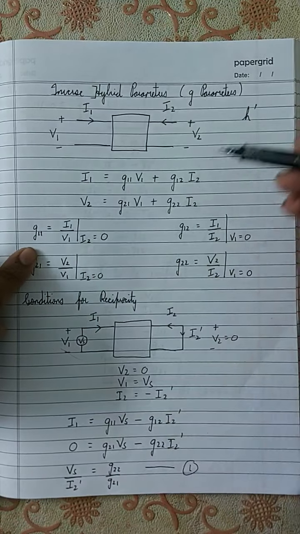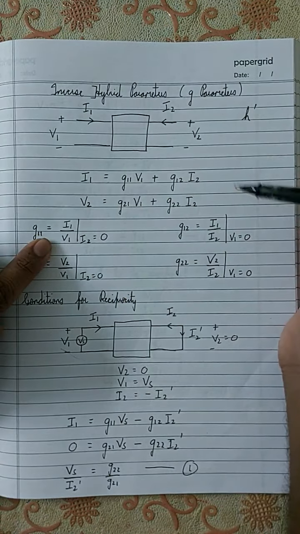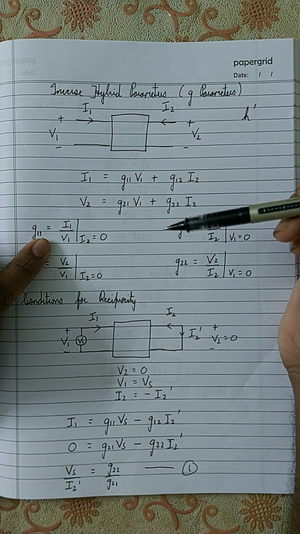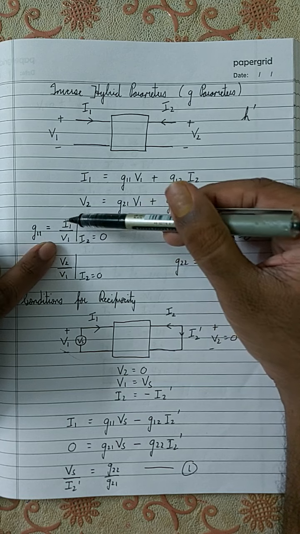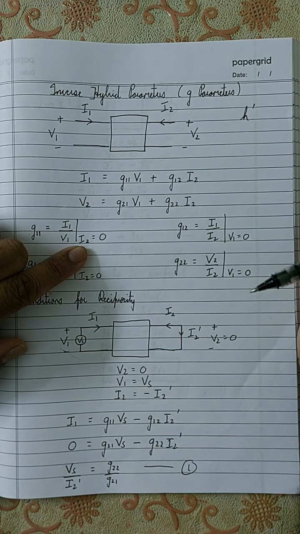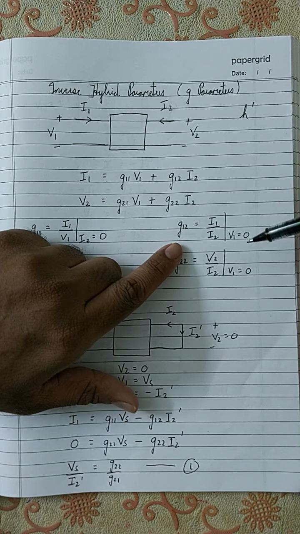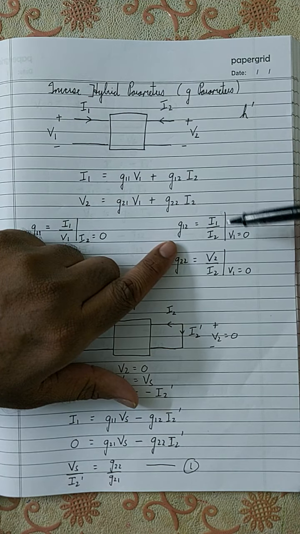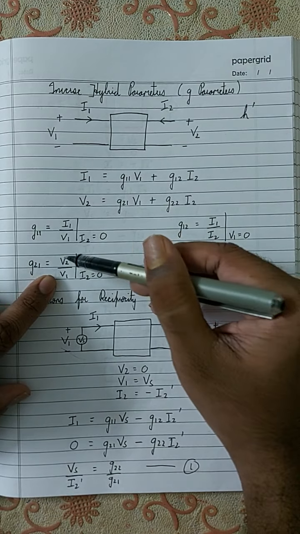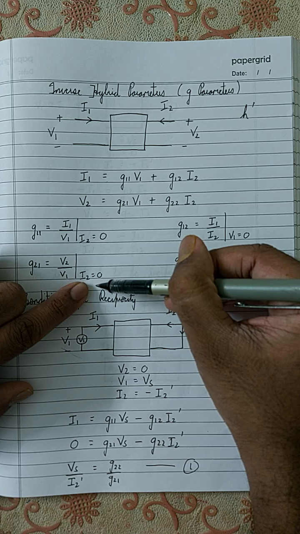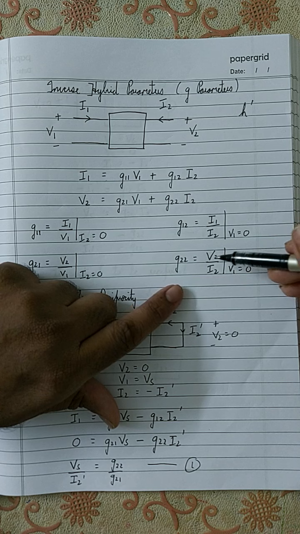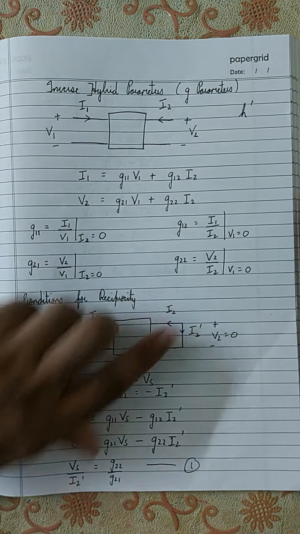What's the equation for G11? By looking at this equation, we can say that if this term disappears, then G11 is equal to I1 by V1, or in other words, G11 is equal to I1 by V1 when I2, the second term, is 0. In the same way, G12 is equal to I1 by I2 when V1 is equal to 0. Similarly, G21 is equal to V2 by V1 when I2 is equal to 0. And last but not the least, G22 is equal to V2 by I2 when V1 is equal to 0.